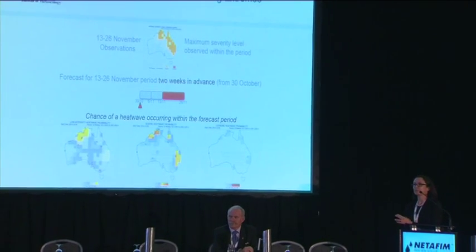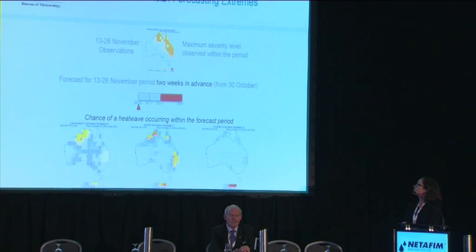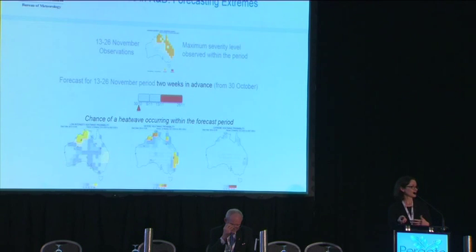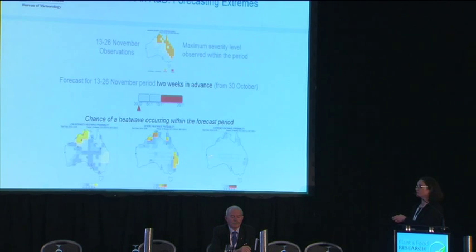So this is the forecast product that we developed. And this is showing a forecast that was issued on the 30th of October, so 2 weeks in advance of that heat wave period. And remember, I said to you that the products at this time scale have to be probabilistic. So it's showing this is the chance that you're going to get a low intensity heat wave, this is the chance that you're going to get a severe heat wave, and this is the chance of an extreme. So even 2 weeks prior to that period of interest, it's showing that there is a chance that you're going to get a severe heat wave over parts of northern and eastern Australia as it actually eventuates.